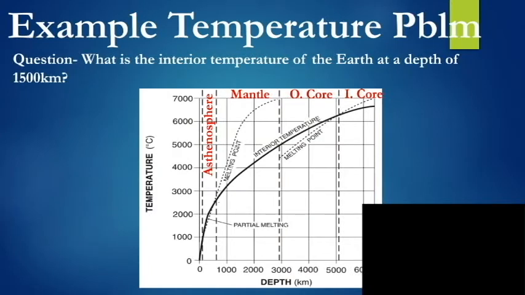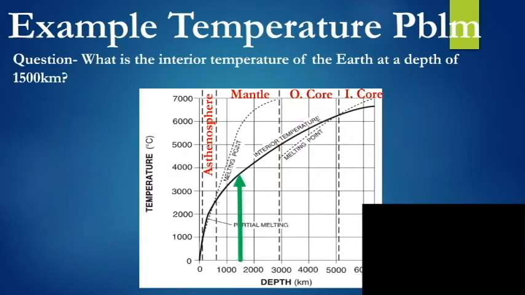All right. And if we're going to read this chart, I'll just throw a question at you. What is the interior temperature of the Earth at a depth of 1,500 kilometers? Well, you have to go ahead and find 1,500. Well, you can see here each of these vertical lines has an interval of 1,000, so 1,500 is right in between.